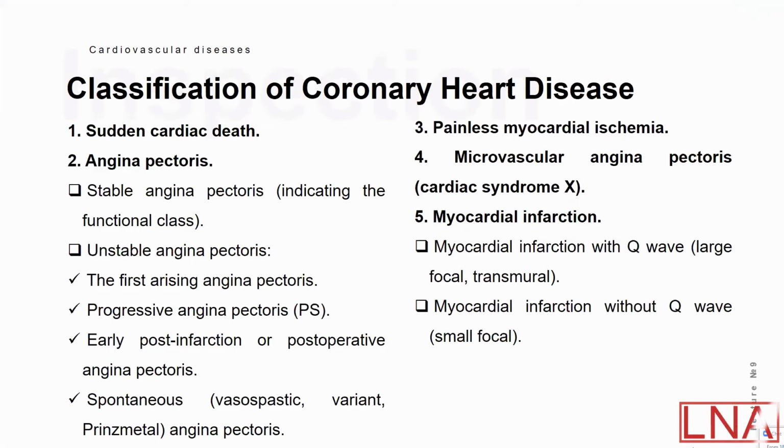So, the classification of coronary heart disease. In the first place, sudden cardiac death; angina pectoris, which we can differentiate into stable angina pectoris, indicating the functional classes; unstable angina pectoris: first-arising angina pectoris, progressive angina pectoris, early post-infarction or post-operative angina pectoris; spontaneous or vasospastic angina, or Prinzmetal angina pectoris; painless myocardial ischemia; microvascular angina pectoris and associated cardiac syndrome X; myocardial infarction, which we can differentiate into with Q wave, with ST elevation, and non-ST elevation without Q wave.